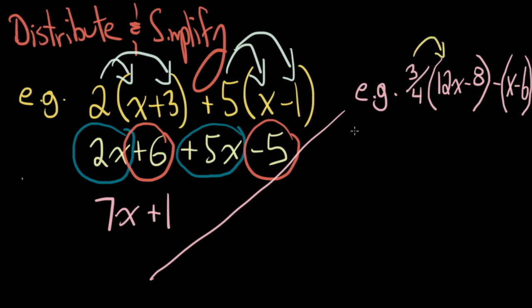Again, you should have calculators right now, and you should be used to using calculators. So 3/4 times 12x is going to give you, I think, 9x. And 3/4 times negative 8 is going to take you to negative 6. This negative here, I put it here for a reason. So this is a negative 1 distributing. So the negative 1 times the x is negative x. So don't forget about that. And this is negative times another negative, which is going to give you a positive 6.